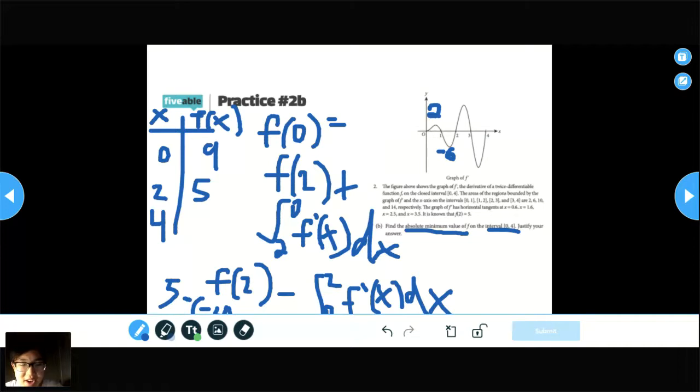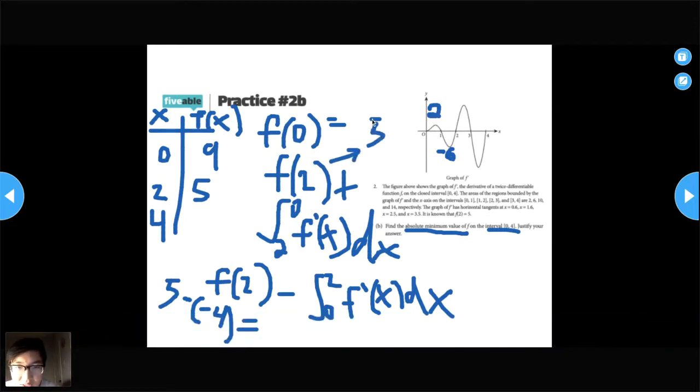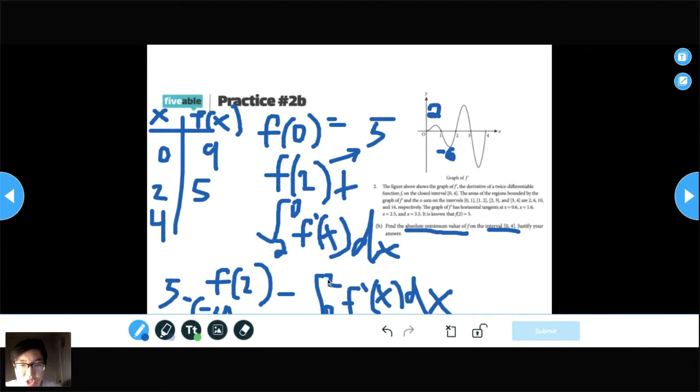Why is it not negative 9? You know, I actually thought that was the answer just a second ago. The reason why it's not negative 9 is because the 5 is positive here. So we know that f of 2 is 5. And we know that the integral from 0 to 2 is negative 4. So 5 minus negative 4 would give us positive 9, not negative 9.